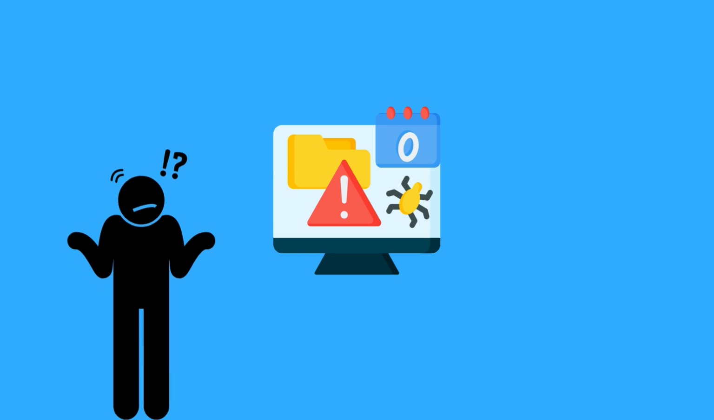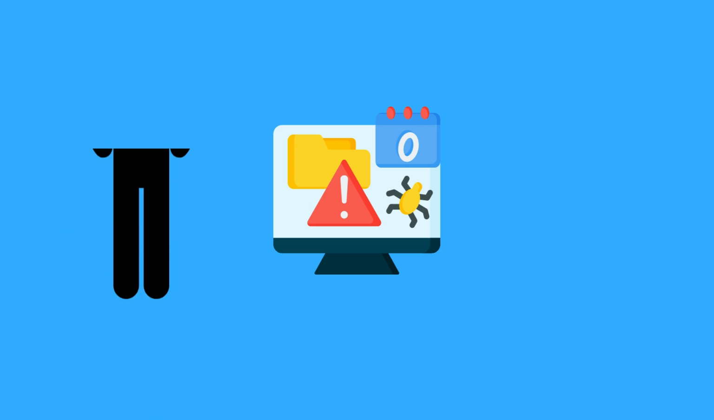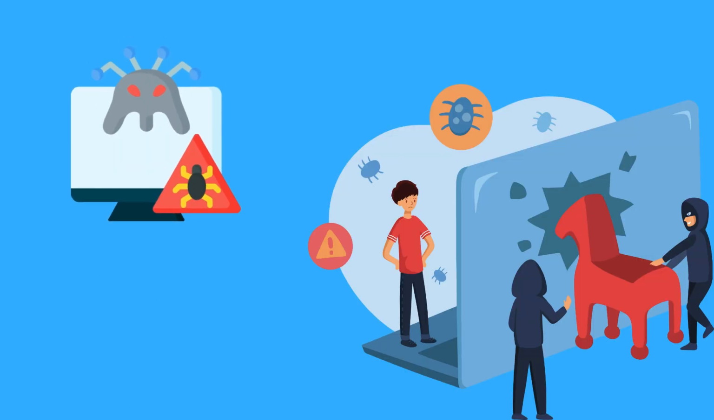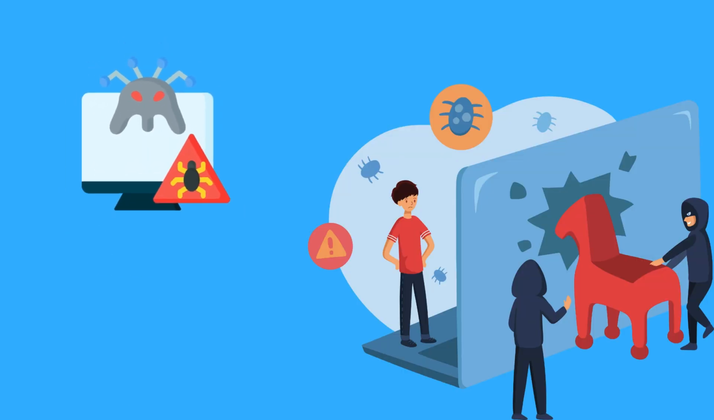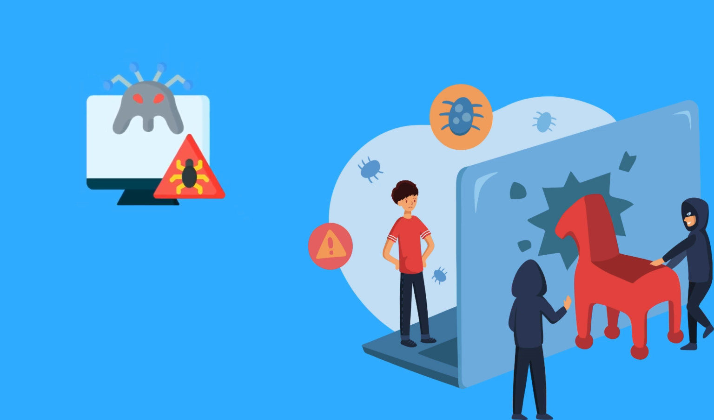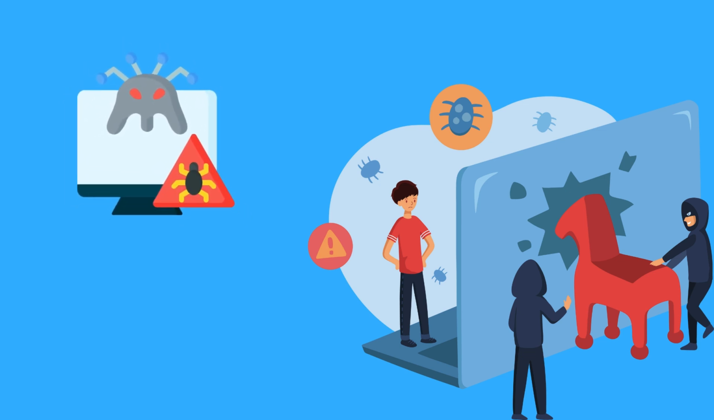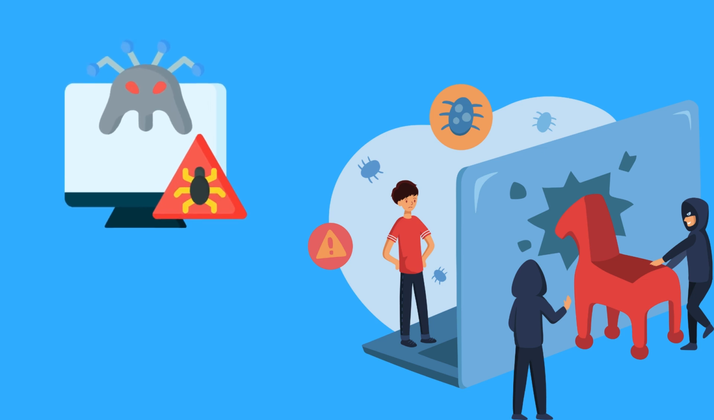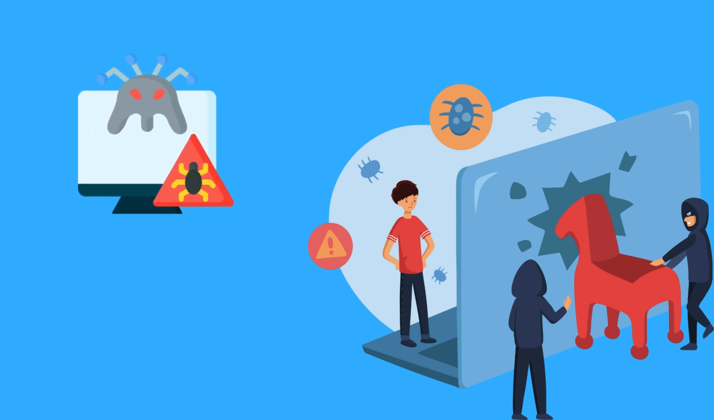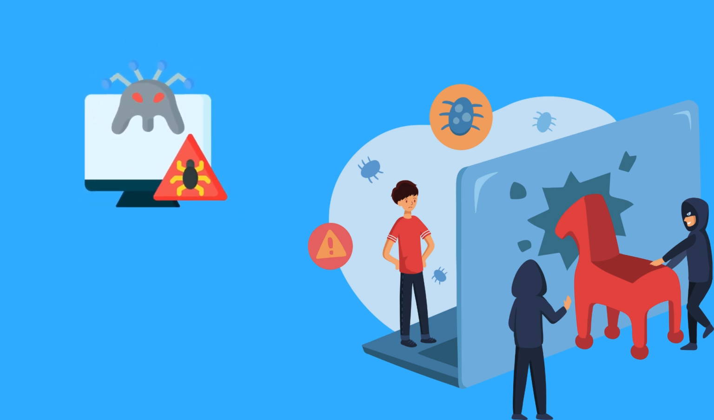Number 3. Zero-day exploits. These are attacks on vulnerabilities that the operating system or application developers don't know about yet. They are among the hardest to defend against, since no patches exist at the time of the attack. Number 4. Rootkits and Trojans. These threats allow attackers to gain privileged access and control over the system, making it very challenging to detect or remove them without specialized tools.